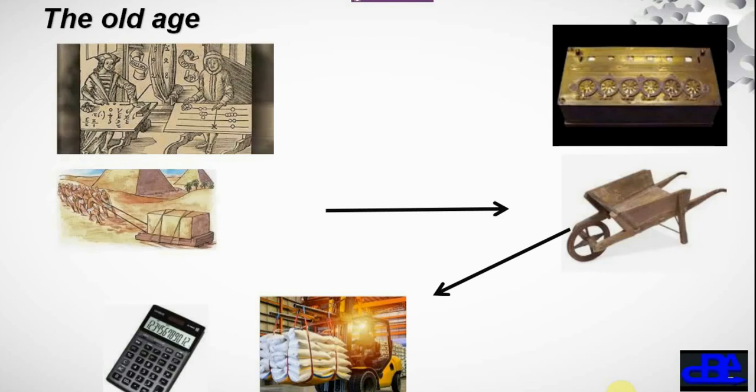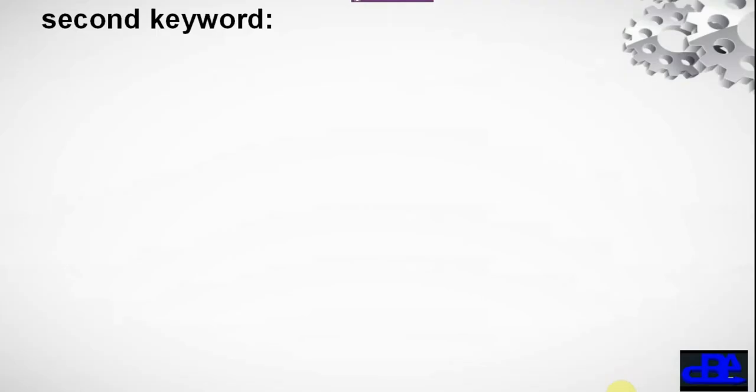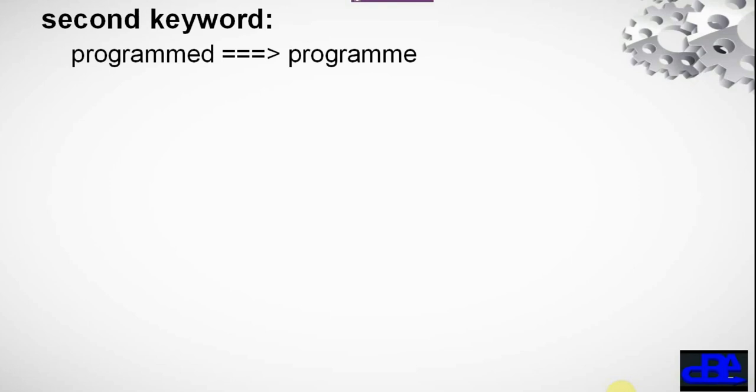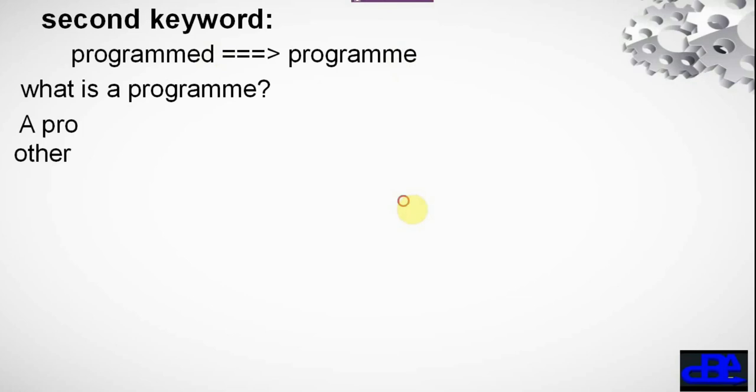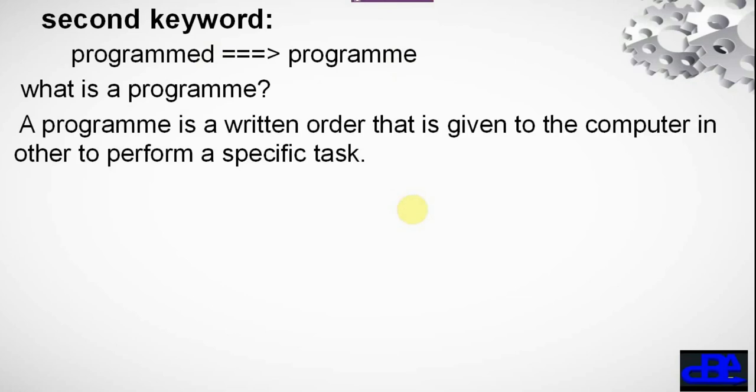And actually these machines are what we call programmed. This brings us to the second keyword, programmed. Programmed is the past tense of program. So what exactly is a program? A program is a written order that is given to the computer in order to perform a specific task.